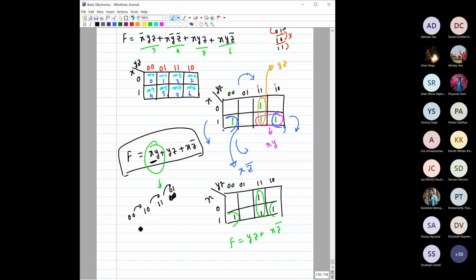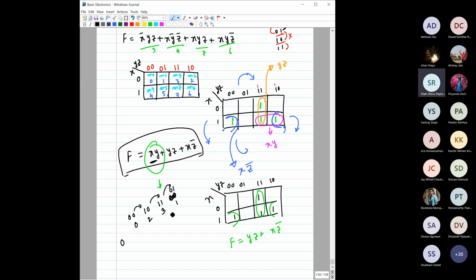But here what will be your sequence? It would become 0. Then considering the x value as 0, so this is basically 0. So this would become how much? 2, 2. Then this is 3, 3, and then this is 1, 1.